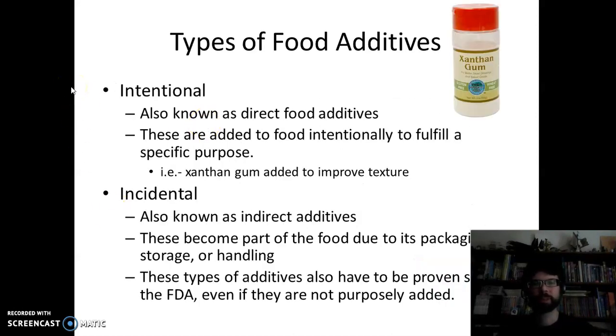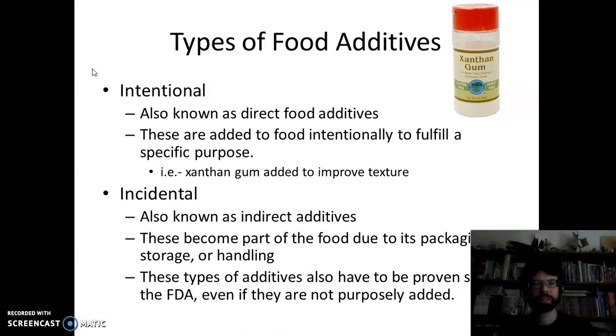I'm going to go into a few of the different types of food additives. We have intentional or direct versus incidental or indirect. Most of your food additives, especially the ones we've been talking about already, are going to be direct food additives. Things that are put there on purpose for a specific use, like xanthan gum being added to improve texture. But we also have additives known as incidental or indirect, and those become part of the food through the packaging, storage, or handling.